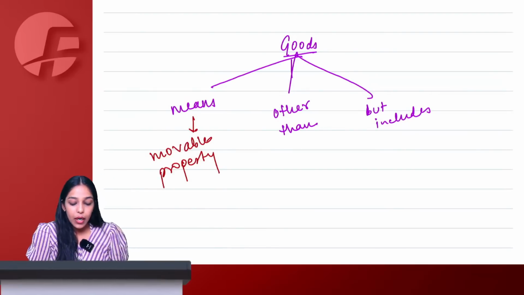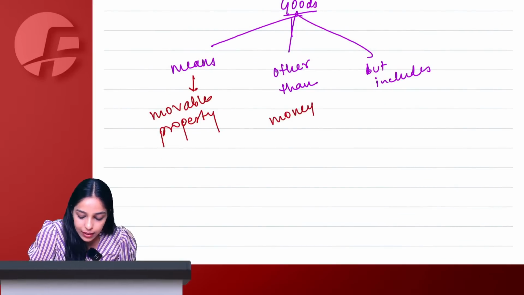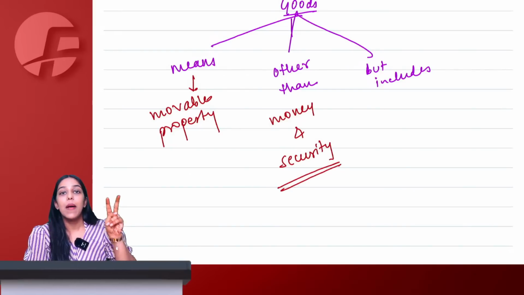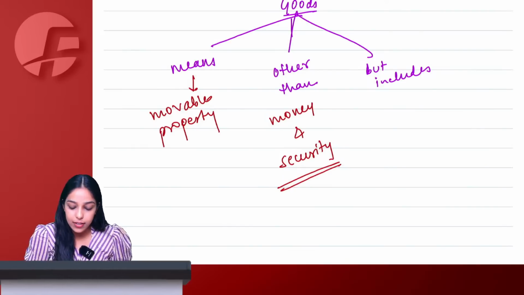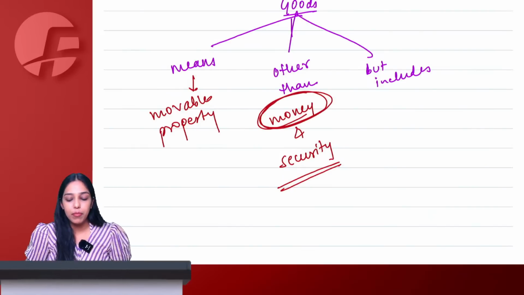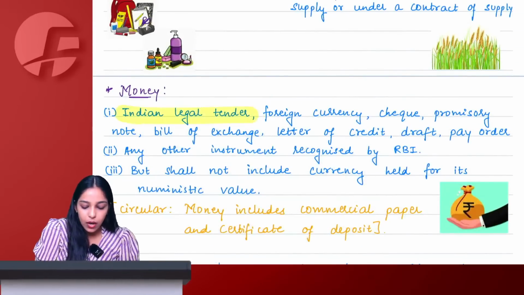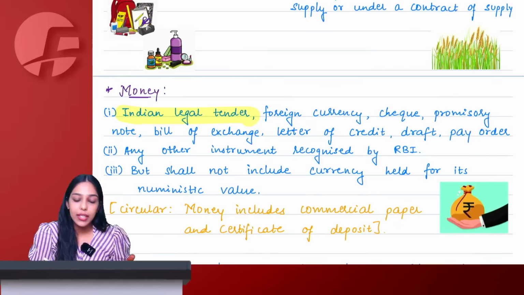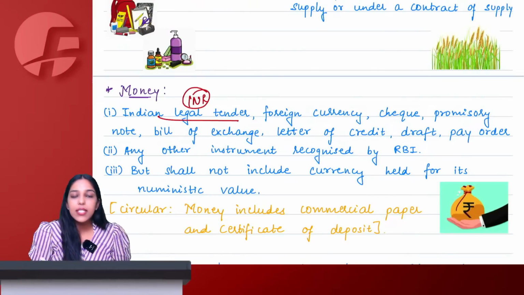Got it? Other than, now they are saying money and security. Money and security, these two things might be movable, but they will never be considered as goods. What is the meaning of money? It is very simple. Money means Indian legal tender. What is Indian legal tender? In India, what currency do we use to undertake transactions? INR, Indian National Rupee. So INR is the Indian legal tender.